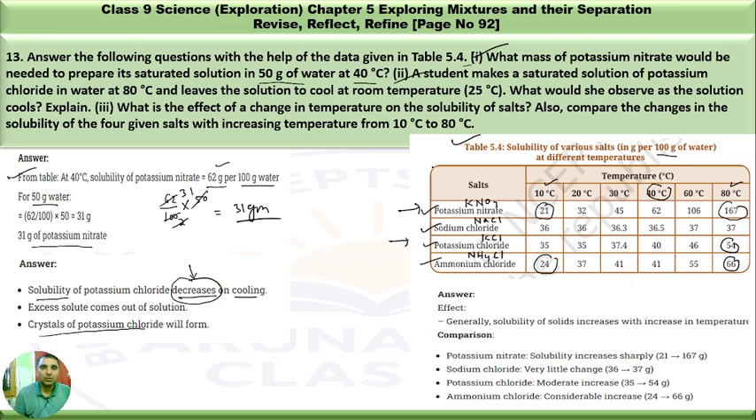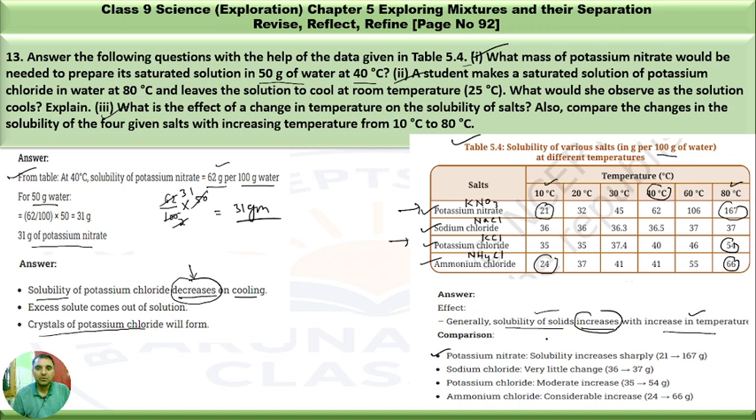The third part of the question is: what is the effect of change in temperature on the solubility of a salt? Also compare the changes in solubility of the 4 given salts with increasing temperature. With increasing temperature, we observe that the solubility of solid salts increases. As the temperature increases, the solubility of solid salts will also increase. So this is a general observation. Now we have to indicate, from 10 degrees Celsius to 80 degrees Celsius, what changes have taken place in the solubility.